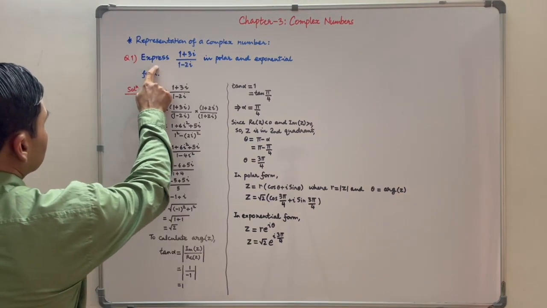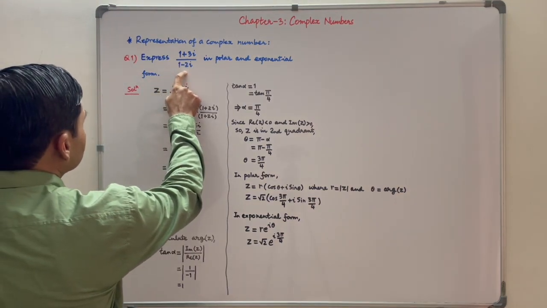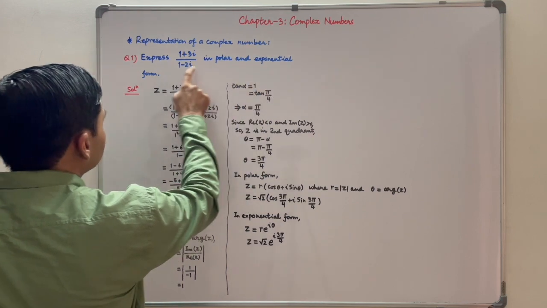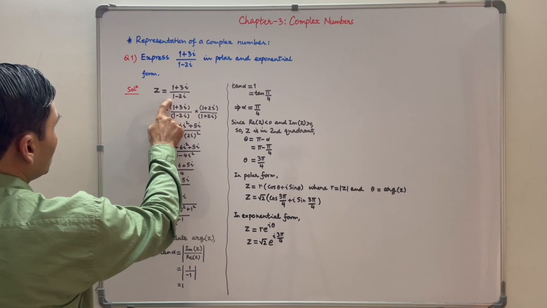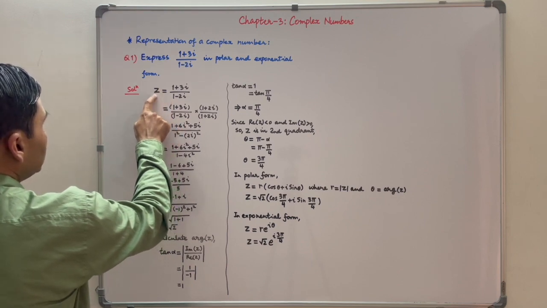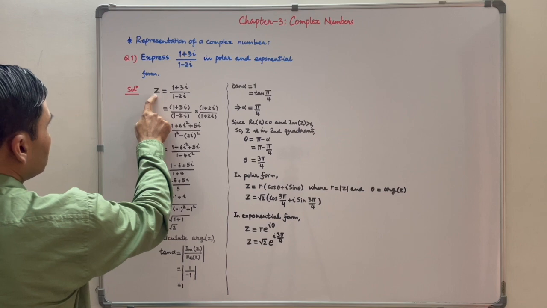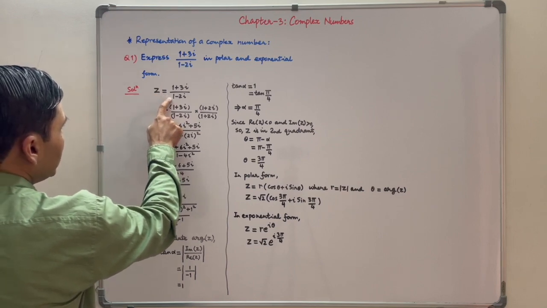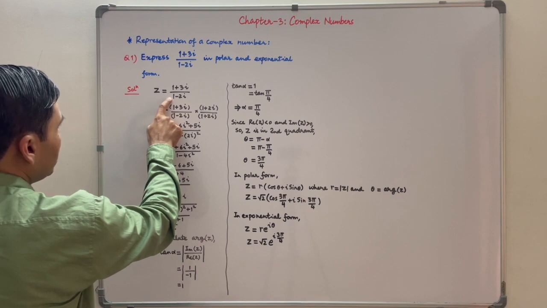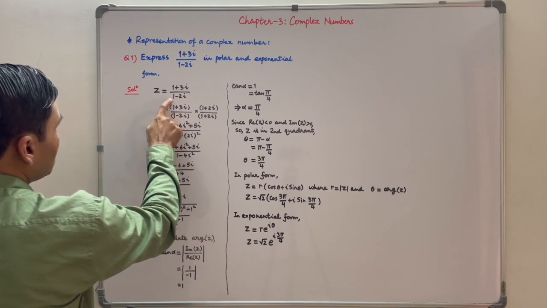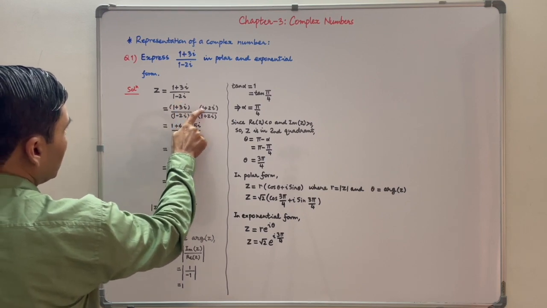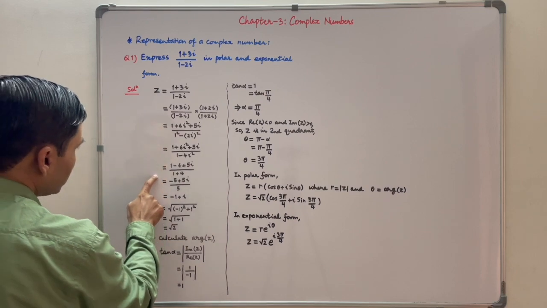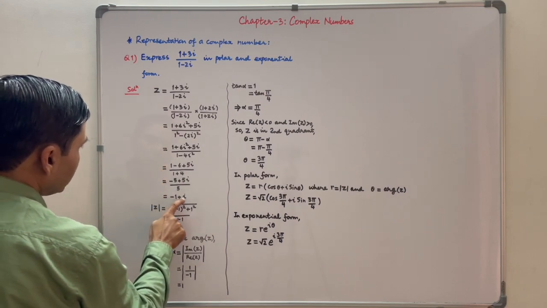First question, express (1 + 3i)/(1 - 2i) in polar and exponential form. Suppose z = (1 + 3i)/(1 - 2i). First we will write z in standard form, that is z = a + ib. To do that, we will multiply both numerator and denominator with the conjugate of the denominator. Conjugate of the denominator is 1 + 2i. So we multiply numerator and denominator with 1 + 2i. So it comes out to be equal to -1 + i.